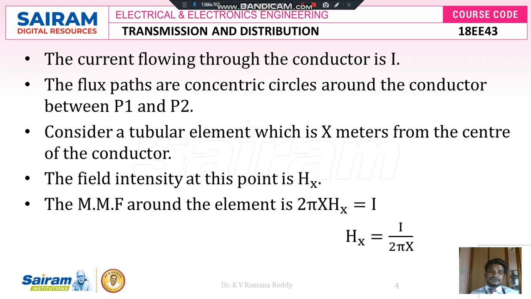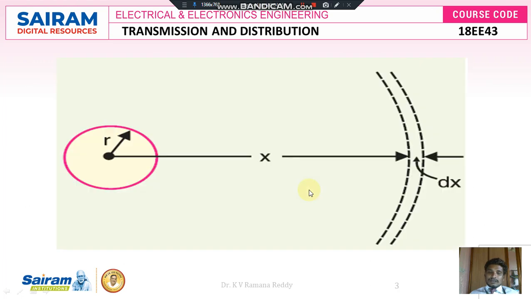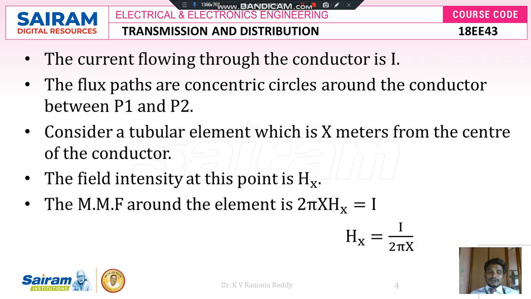Now the field intensity at this point is H suffix x, because we are at a distance of x meters from this conductor, and the other conductors are at distances d1 and d2 from the locations P1 and P2. The magnetomotive force, MMF, is equal to flux into reluctance. Flux is equal to MMF divided by reluctance.